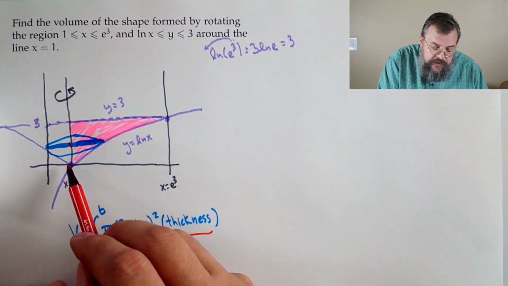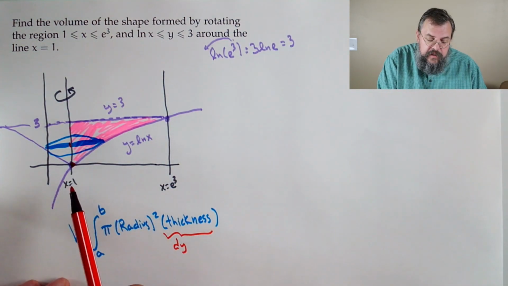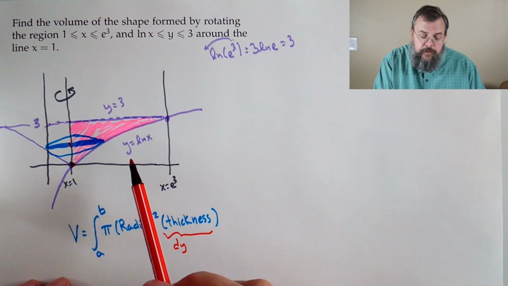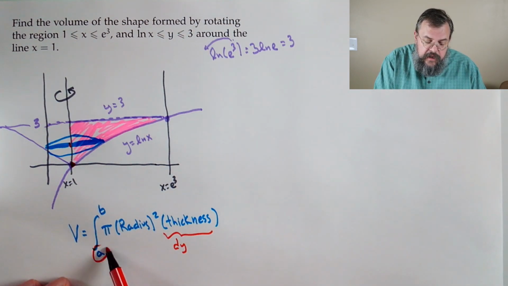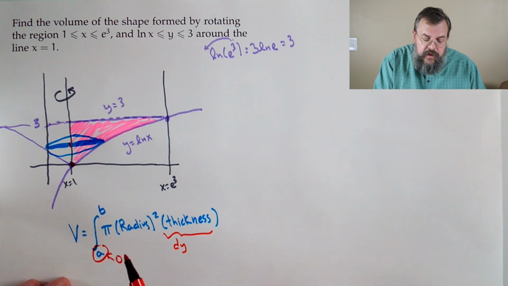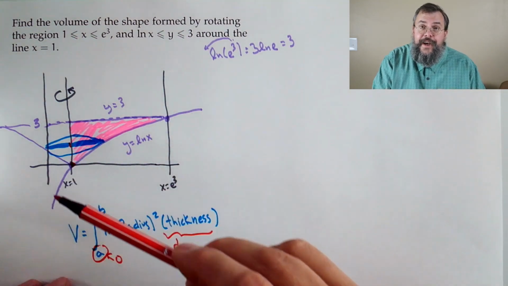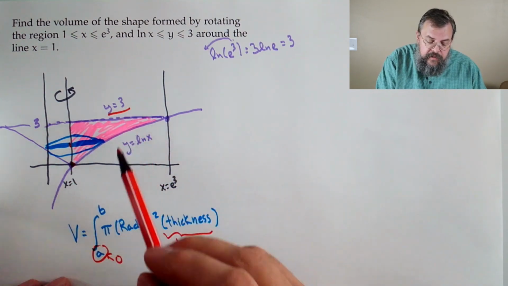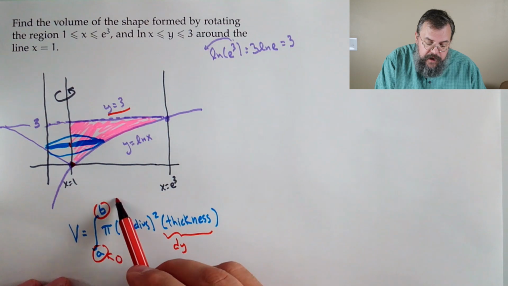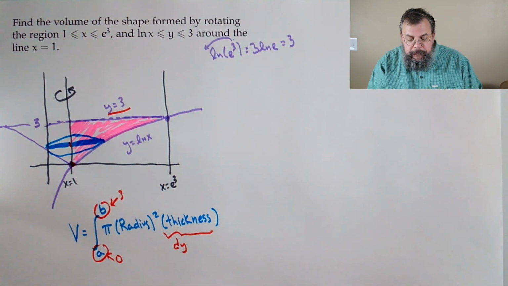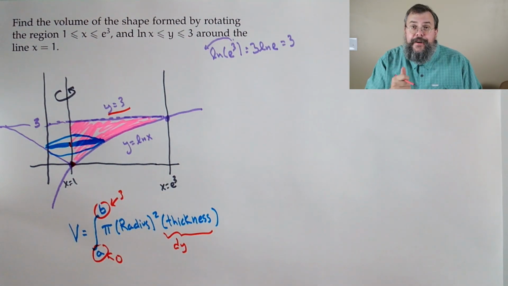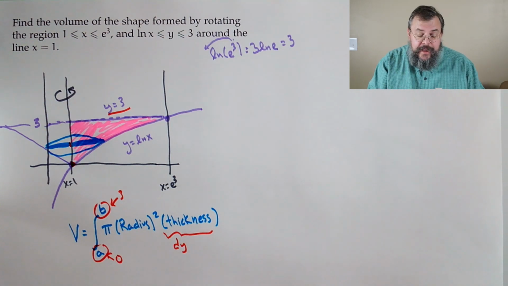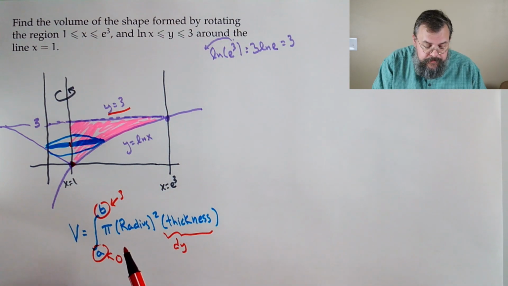Well, what's the y value down here? That's at x equals 1. But the y value, well, natural log of 1 is 0. So that would be 0. Where do we stop? Okay, we stop at the top. Well, what's the y value up there? Well, it actually tells us 3. Okay, so we stop at 3. Good. So we're most of the way there. There's just one little piece left. One little piece left. And that's what's the radius.